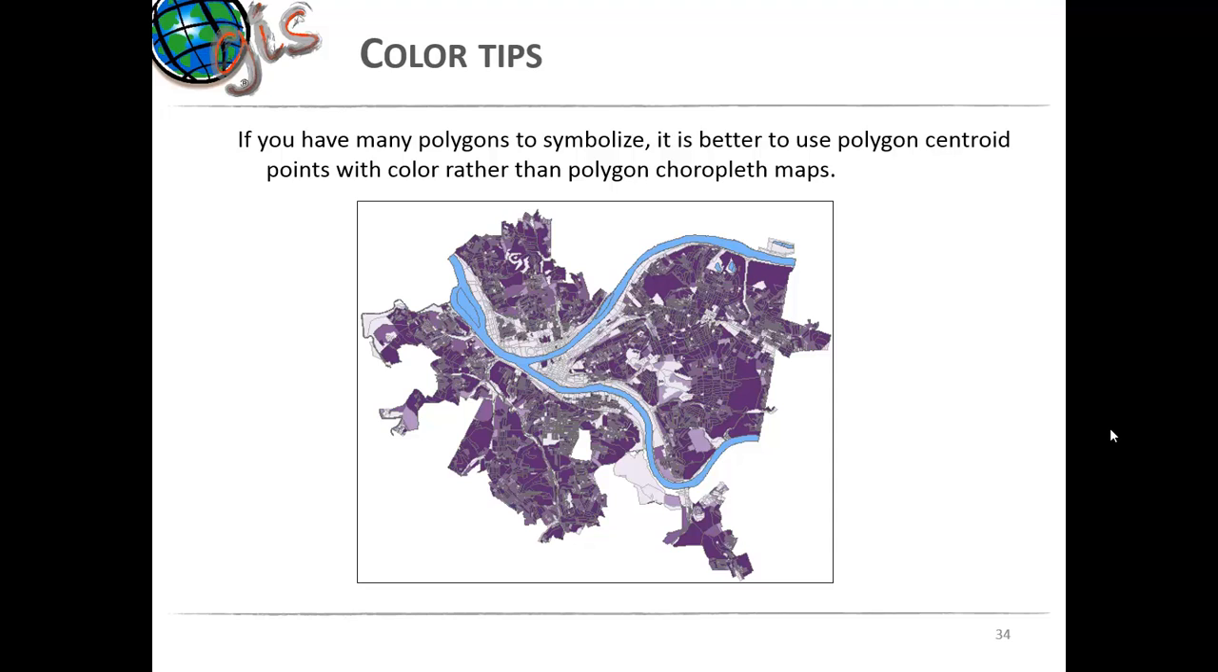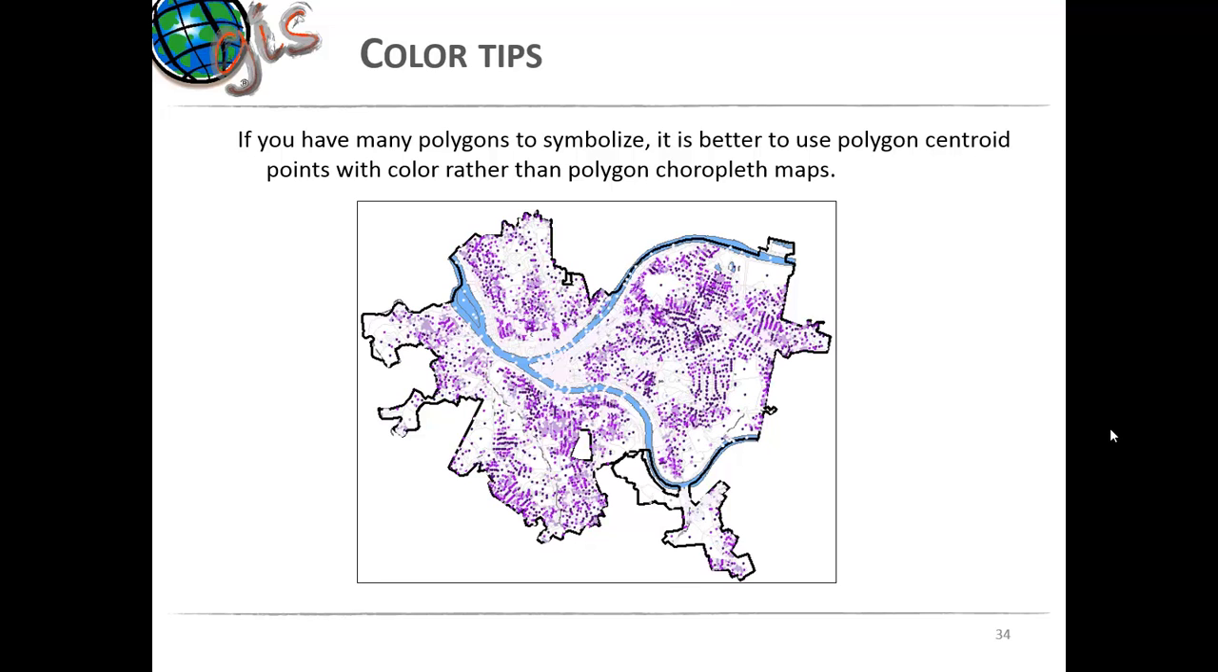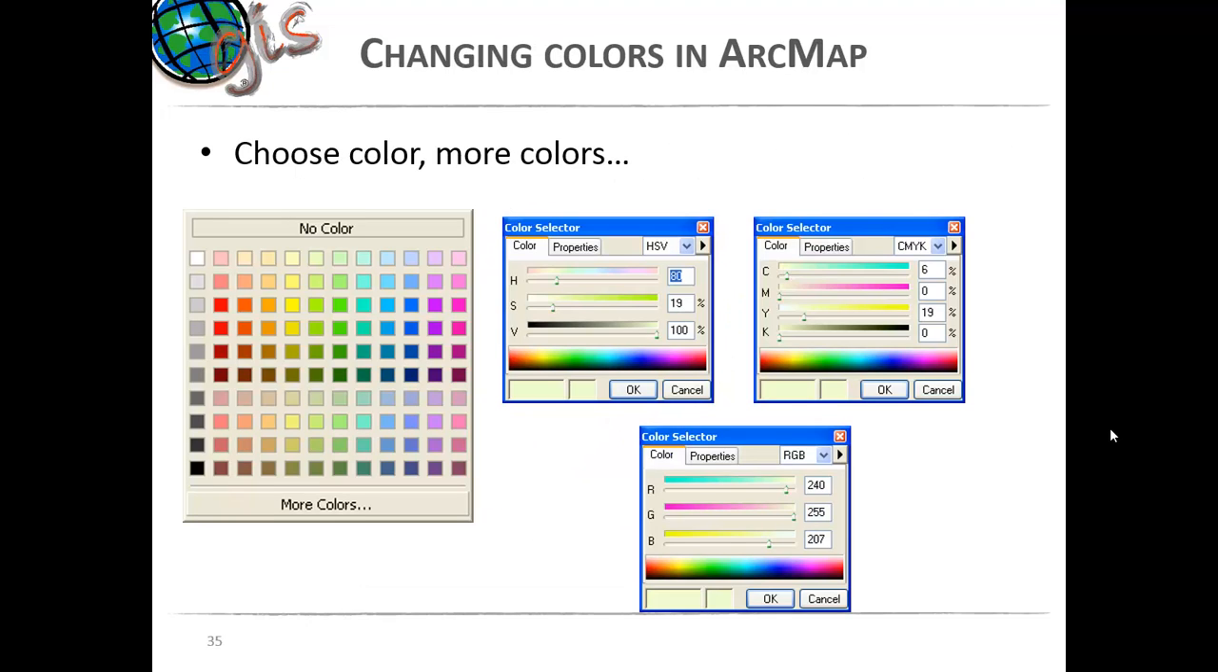If you have many polygons to symbolize, it's better to use polygon centroid points with a color rather than polygon choropleth maps. Again, we'll talk about what a centroid is and how to create them as we go on, but that's a good tip to know. In this map, maybe we are showing property values or assessed values, or maybe this is census tracts, too many polygons. Instead, if we show polygon centroids, that becomes a much easier map to read and identify patterns. So again, a very good tip to have.